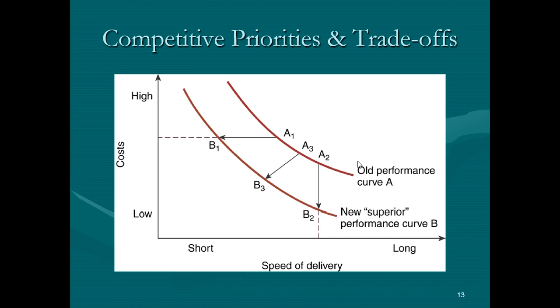It's an excellent graph to explain the competitive priorities by showing you how cost can be decreased and delivery made faster, with a shorter time, by shifting from curve A to curve B as you put in a new strategy depending on low cost and high speed delivery.